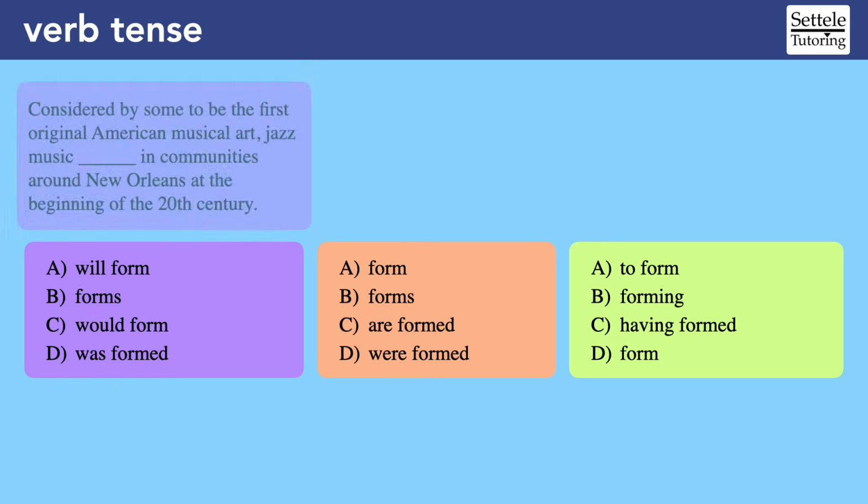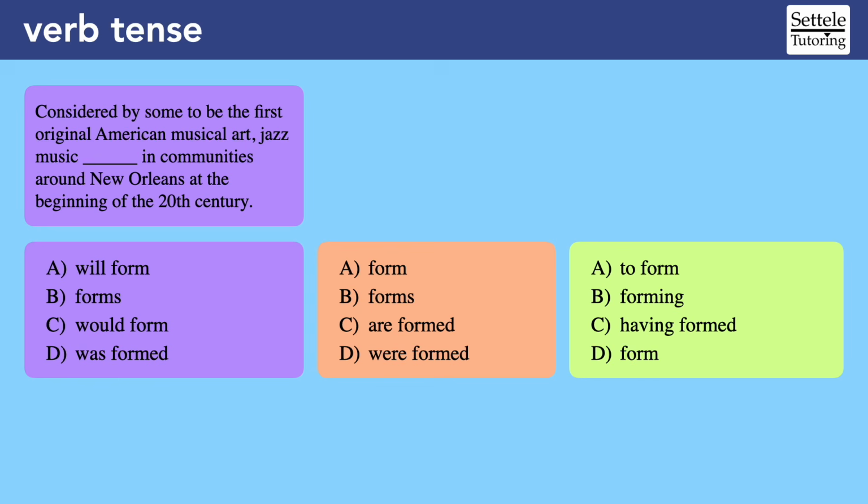The first question reads, "Considered by some to be the first original American musical art, jazz music blank in communities around New Orleans at the beginning of the 20th century." This is what most people think every verb tense question is about. The sentence is clearly talking about the past, so we should look for a past tense verb in our choices. Choice A is the future tense, B is the present, C is a weird hypothetical tense, but D gives us what we're looking for. Don't think more deeply about the question.